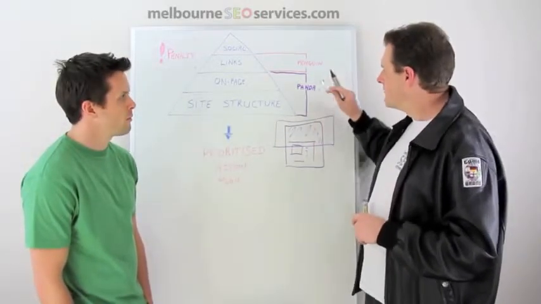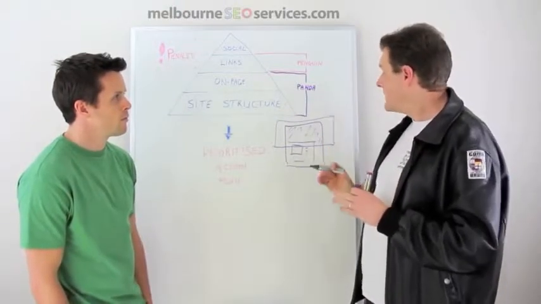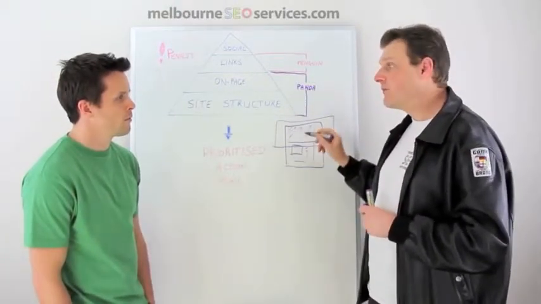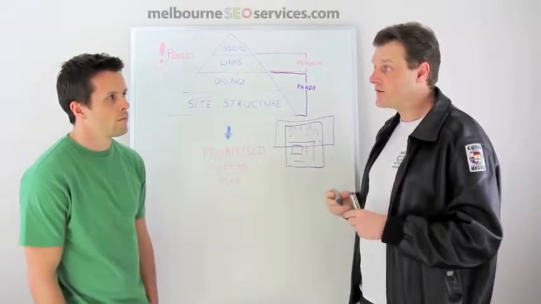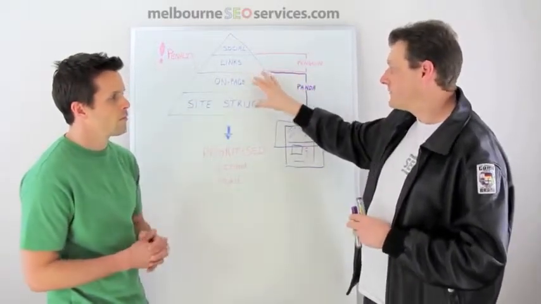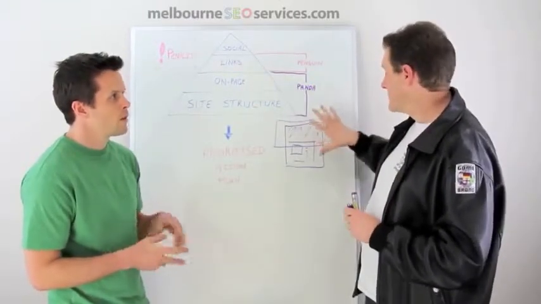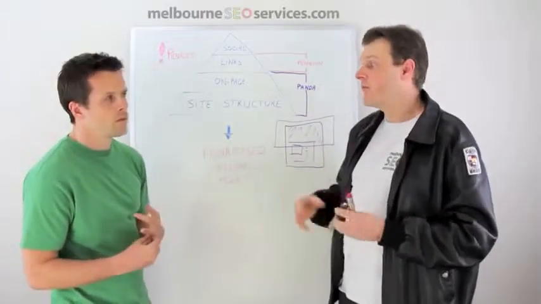So Panda is a filter that Google applies to try and stop sites like this being returned in the search results. The things that we look at, in addition to classic SEO factors, are the things that Panda is looking for, which is site speed, performance, those sorts of things.